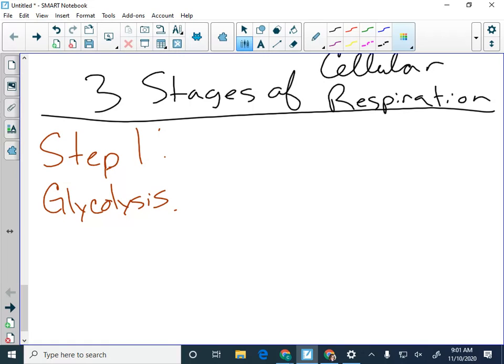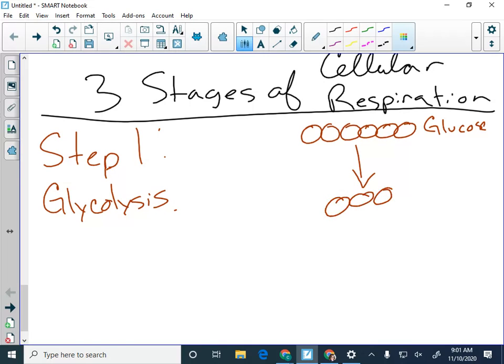So in step 1, we take our 6-carbon glucose and we're going to break it down into two 3-carbon molecules. There's a little exchange of energy, meaning we have to put energy in to get started, but we're also going to get some energy out, and I'll talk a little bit more about that tomorrow.